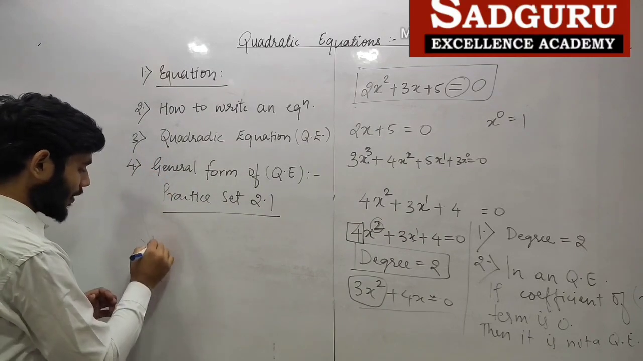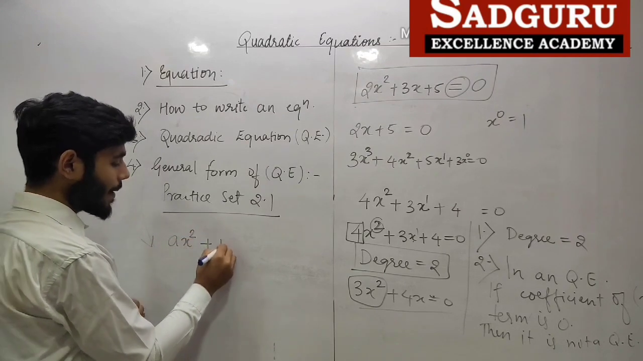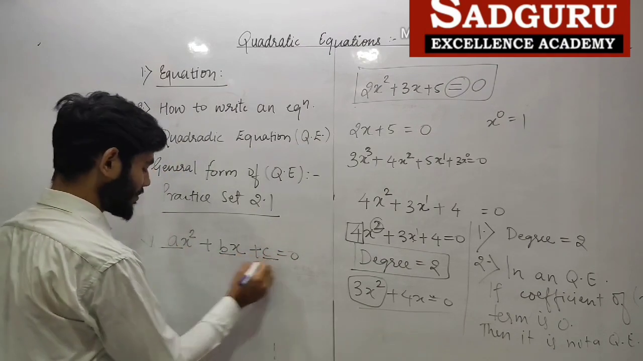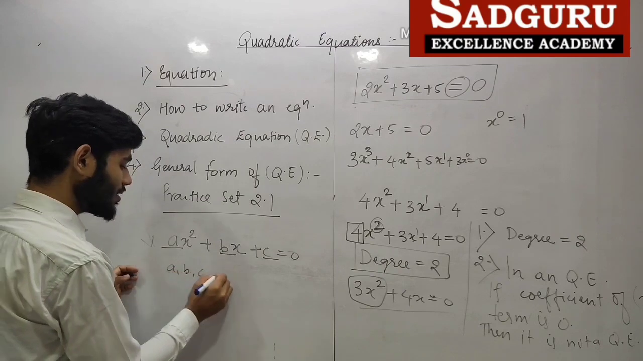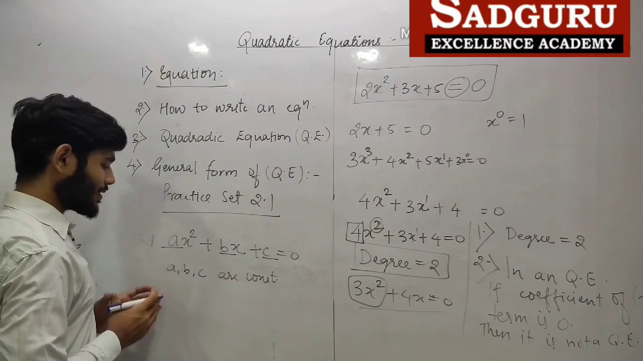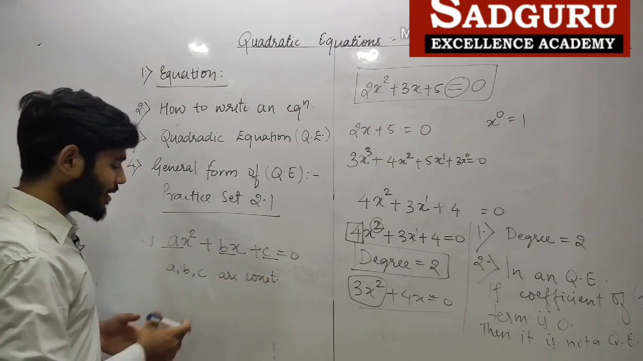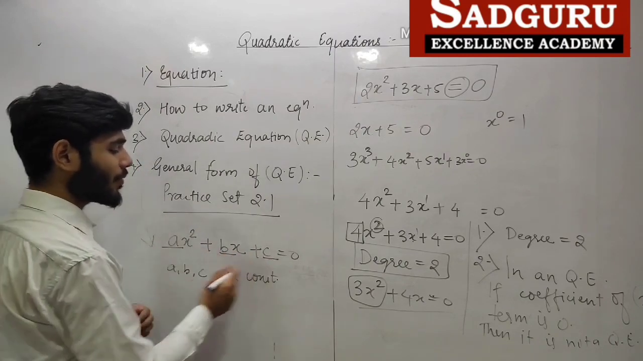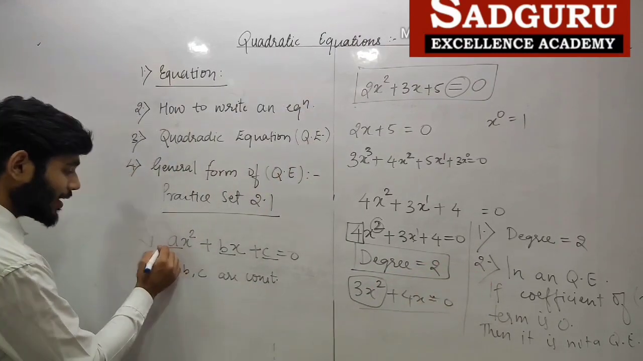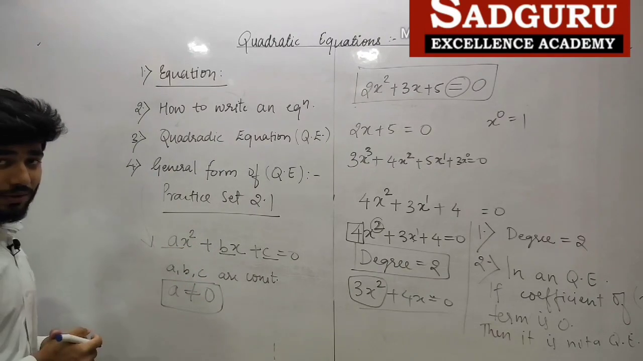For the general form of a quadratic equation, we can have ax² + bx + c = 0, where a, b, c are constants. They can be anything: 2, 3, 4, 5, 6, 7, 8, 9, 10, 11, any constant terms. This is the general form, and for a quadratic equation, a cannot be equal to 0. If a is equal to 0, then it is not a quadratic equation.